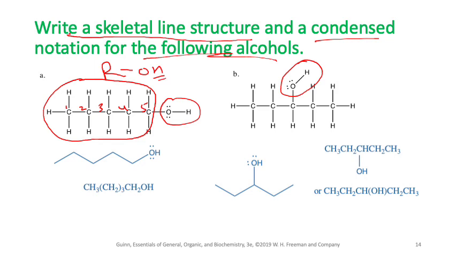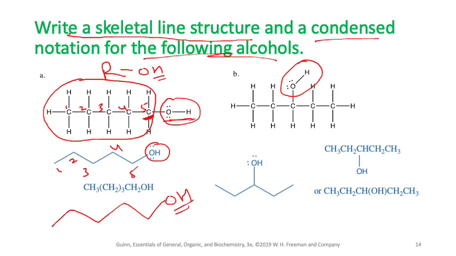But we have to show the skeleton. So how many carbons? We have 5. So that's why we have to make 5 carbons, 1 2 3 4 5, and on the 5th carbon you have an OH group attached. If you don't want to show the non-bonding electrons, you can just draw the same structure like this, OH, that's it, right? So this is how you normally draw the skeletal line structure.